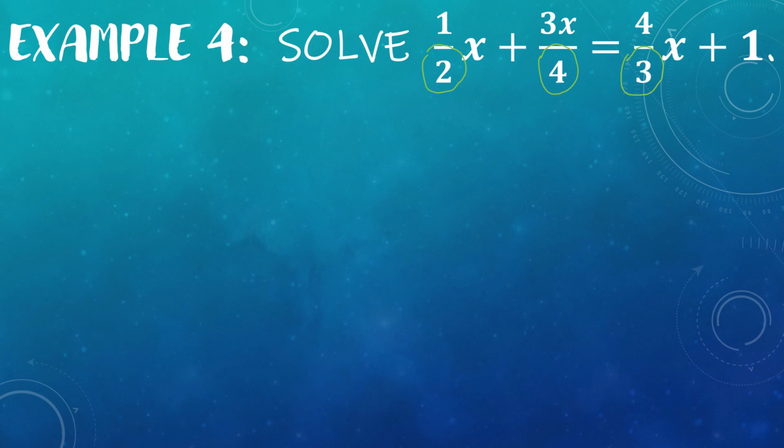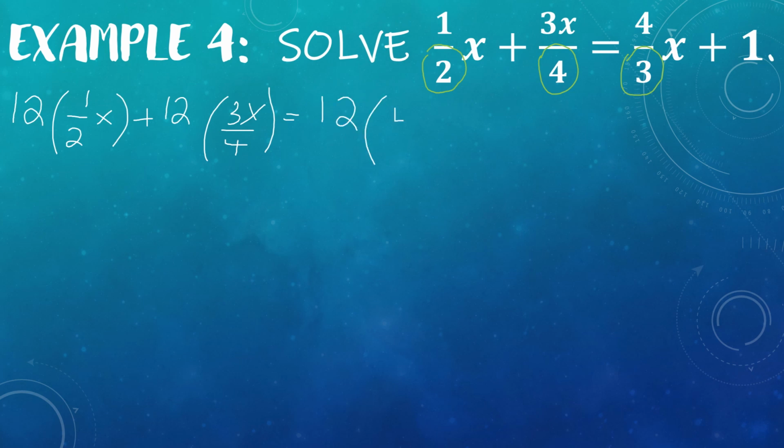So what I'm going to do is multiply all terms by the least common denominator. On the left side, there are 2 terms, and same as the right side. So I am going to do 12 times 1/2 x plus 12 times 3x over 4 equals 12 times 4/3 x plus 12 times 1. It's really important that you multiply all terms by that least common denominator.